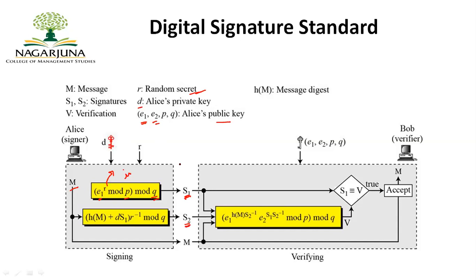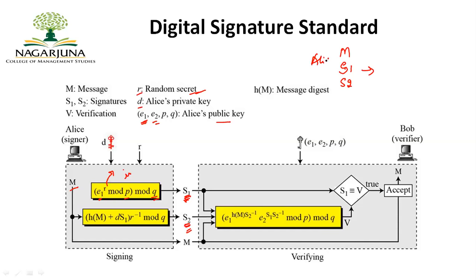So now Alice generates two different signatures, S1 and S2, with the help of E1, the public key, and the randomly generated integer R, using two different prime numbers, P and Q. With the help of the generated S1, she generates S2 by subjecting the message to the SHA hash function and then performing a mod operation with Q. Now we have S1 and S2. Alice is going to send M, E1, S1 and S2 to Bob.